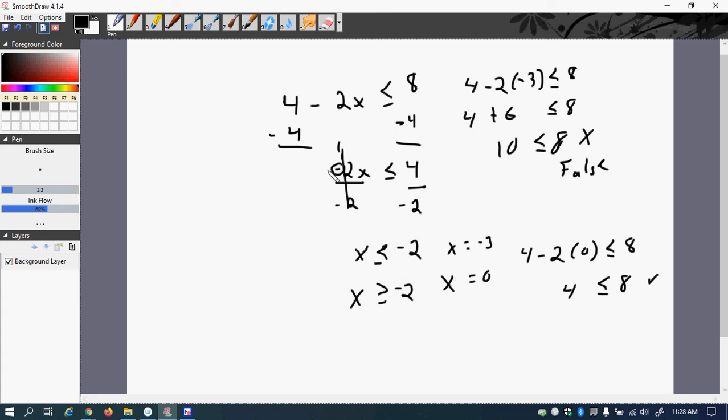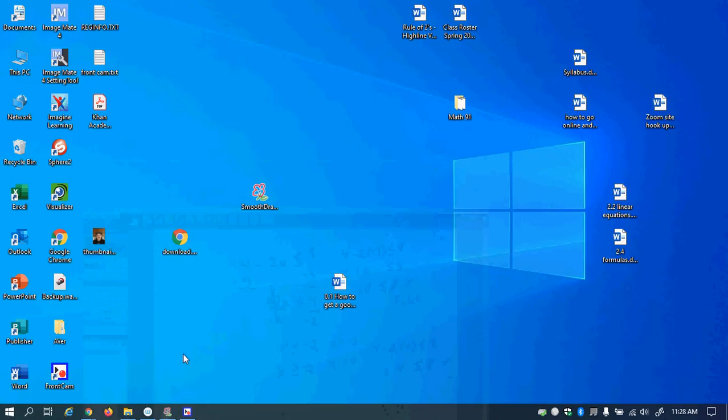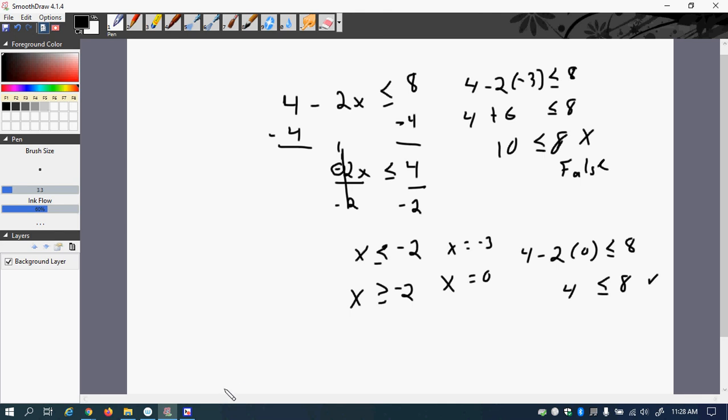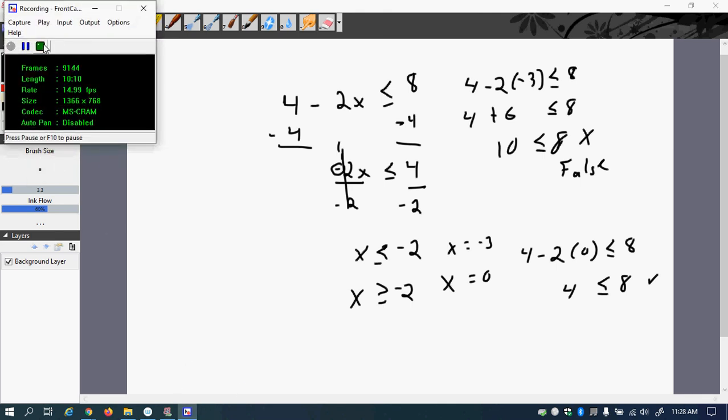So the rule is, whenever you see a negative next to the variable that's being multiplied or divided, then you have to flip the inequality to the other direction. And that's all you need to know. If you don't remember, then you can do this test that I just did to help you remember. But that's the real reason why we actually switch. Oops, and that's the end.